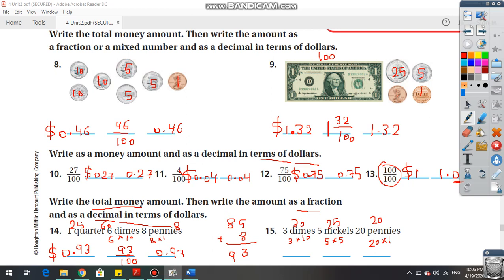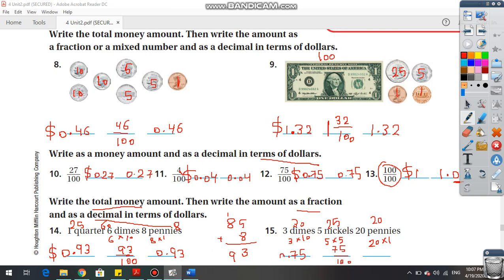So I have 30 plus 25 plus 20. 30 plus 20 equals 50. 50 plus 25, it's 75. Again, guys, I didn't reach 100 yet. So I have 75 over 100. I didn't reach it yet.